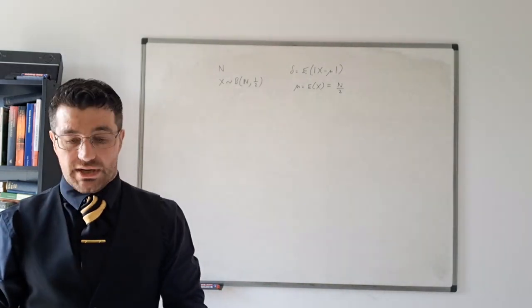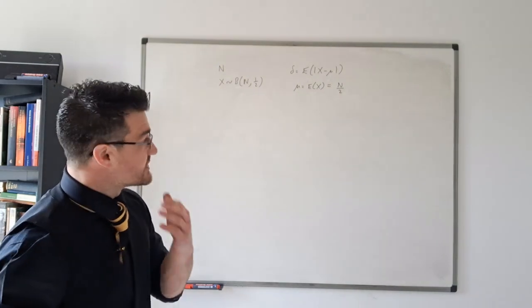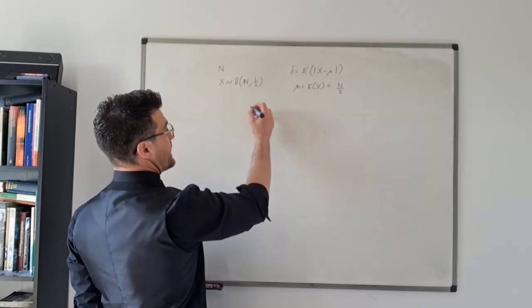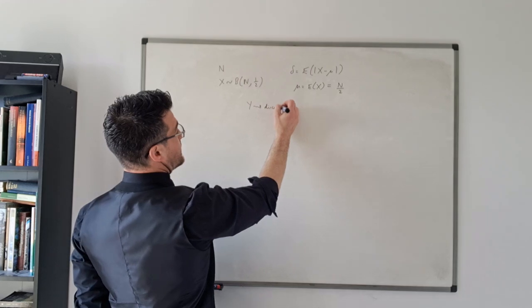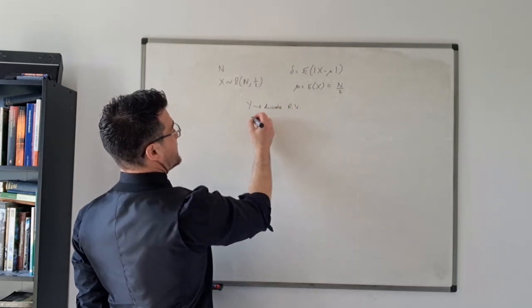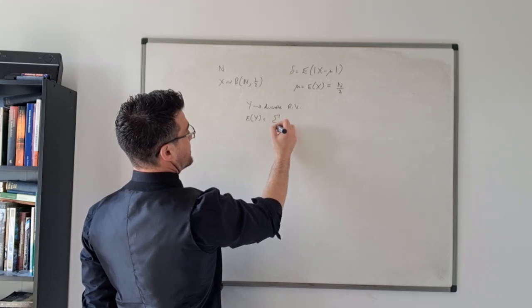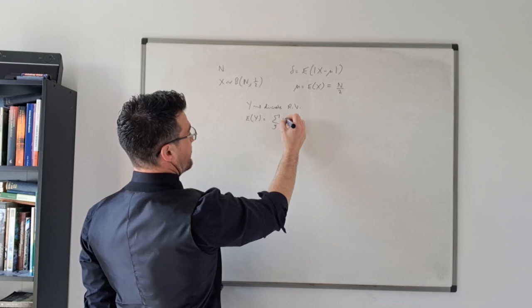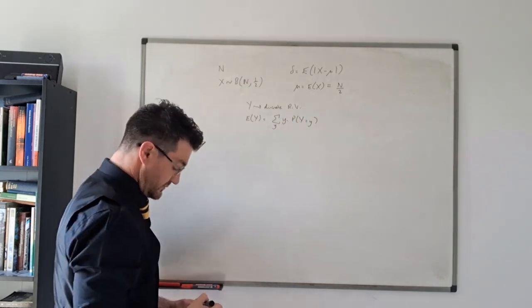Something else that's going to be quite useful to us to know is what we mean by the expectation of a random variable, how we calculate that. So if Y is a discrete random variable, then the expectation of Y is equal to the sum over y, the possible outcomes, of y times the probability that Y is equal to y. Okay?